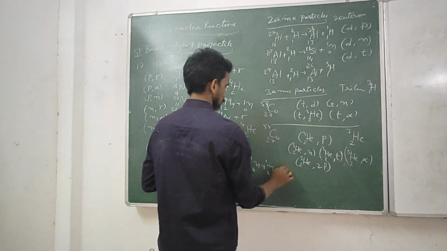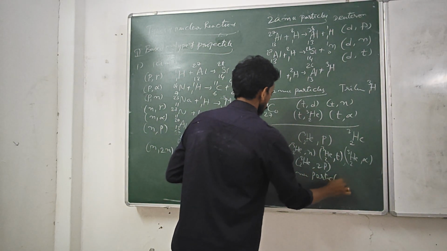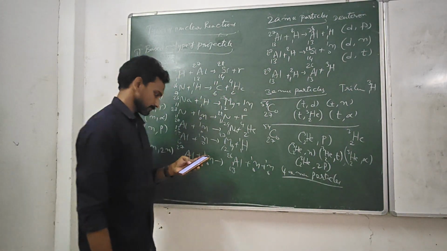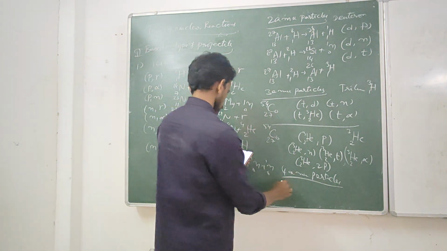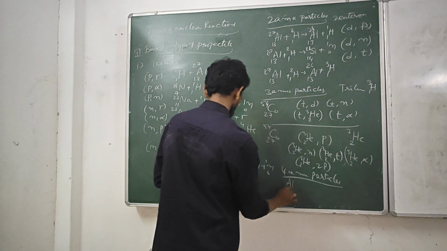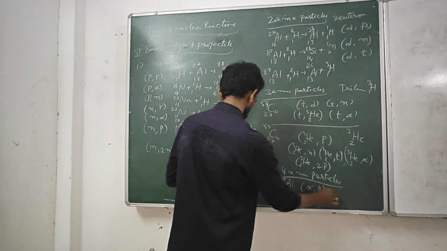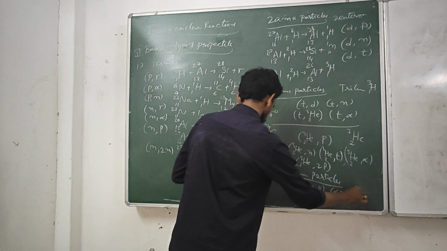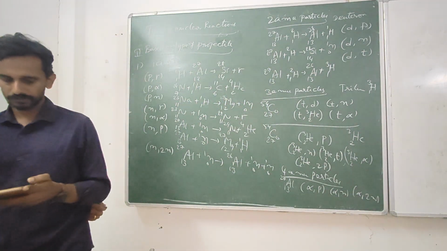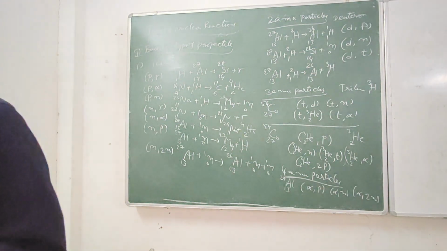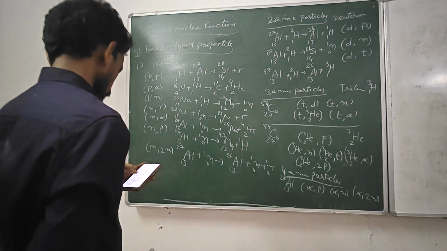And 4 AMU particles. 4 AMU means alpha particles. So alpha particle, and we are taking Al1327 target fixed, and possible reactions are alpha proton, alpha neutron, alpha 2 neutrons. 4 AMU particles.